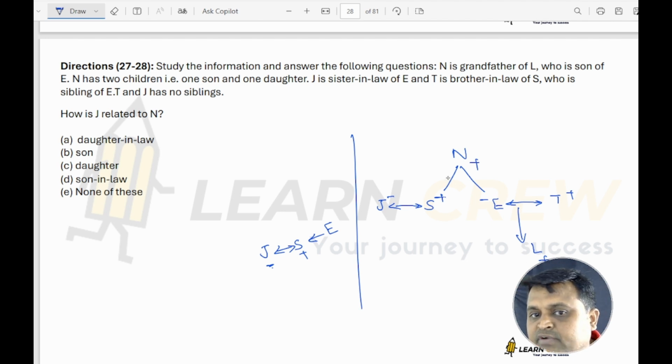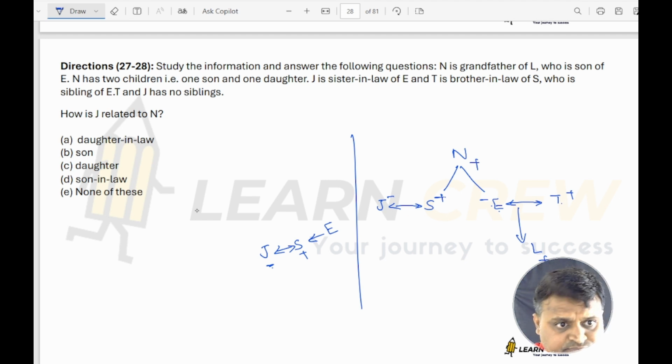N is the grandfather of L. N has two children, S and E. S is the son, E is the daughter. J is the sister-in-law of E, and T is the brother-in-law of S. S and E are siblings. T and J have no siblings.